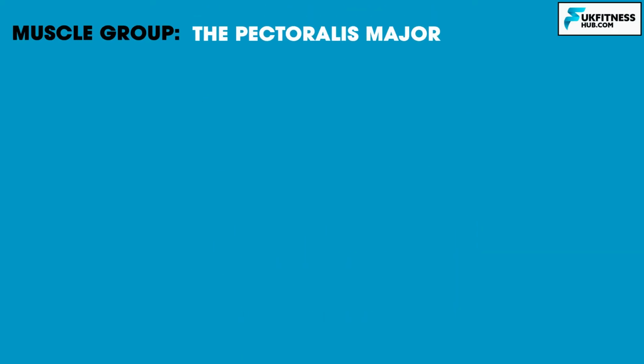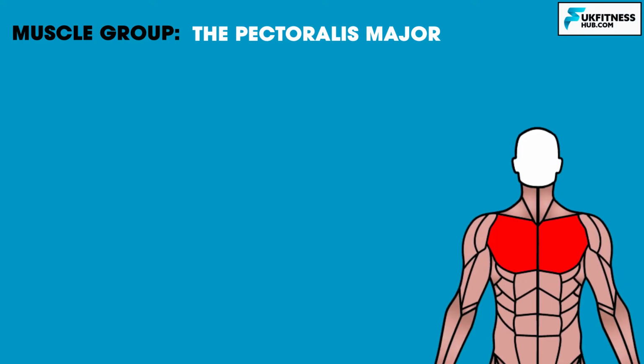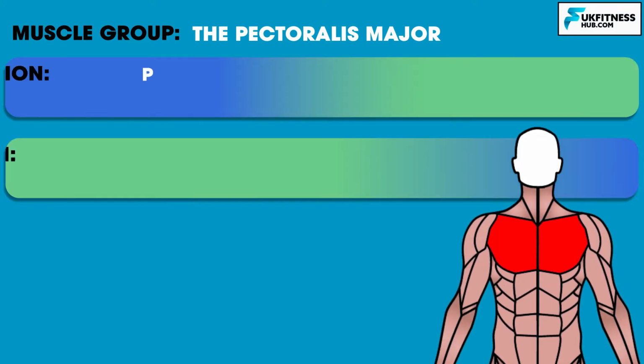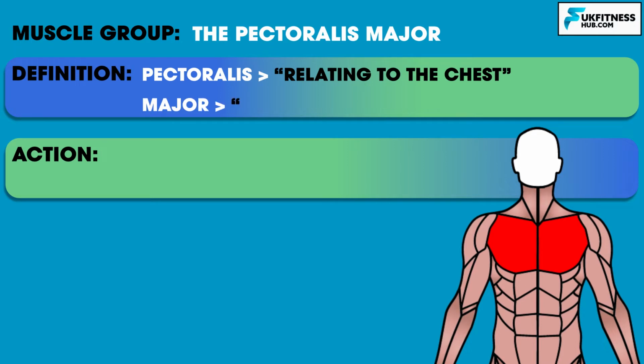First up, we have the pectoralis major, which is located here at the front of the chest. Pectoralis means relating to the chest, and major means larger. This means that there is not only one pectoralis muscle, as we have the pectoralis major and the pectoralis minor.